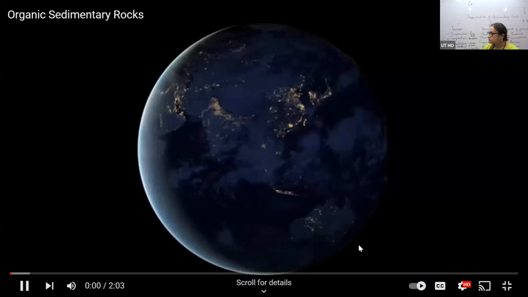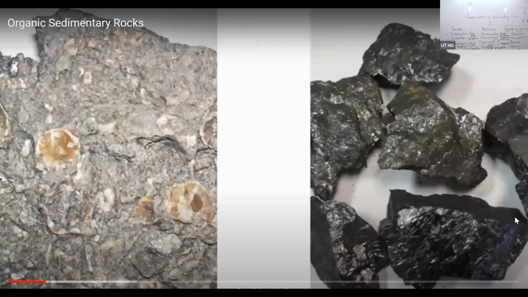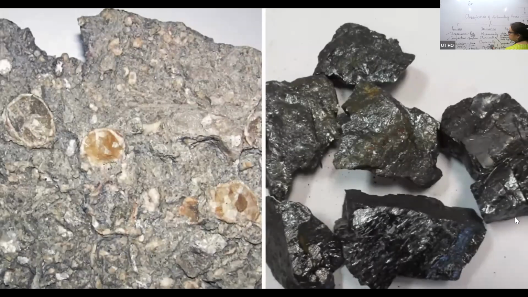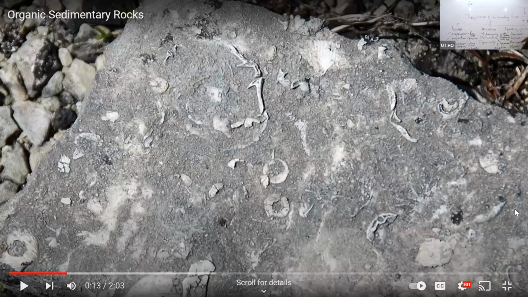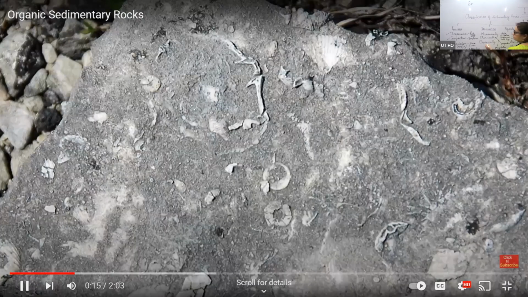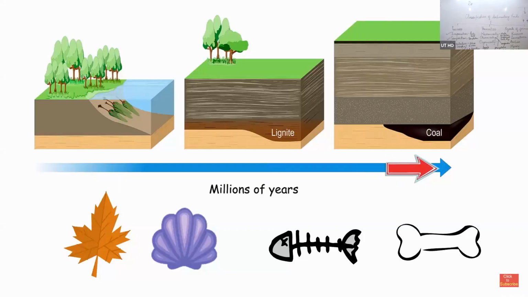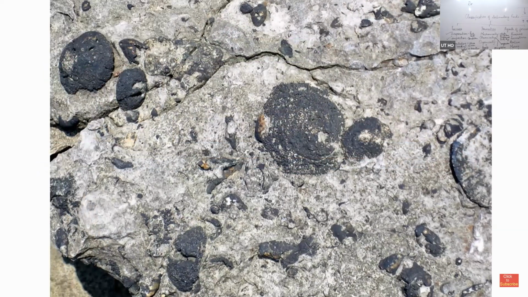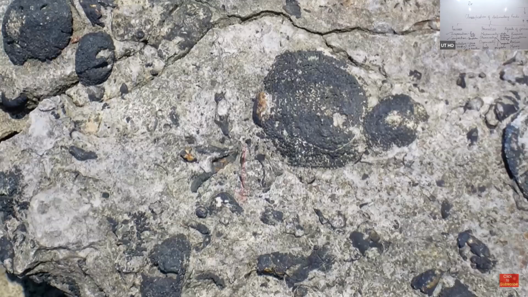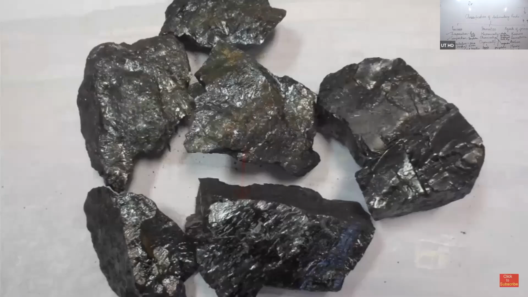Welcome to Moo Moo Math and Science and Organic Sedimentary Rocks. Organic sedimentary rocks are sedimentary rocks formed from once living matter. The sediment in an organic sedimentary rock is made of fossils. They form from the accumulation and lithification of organic debris such as leaves, roots, shells, and other plant and animal material. Hard parts of animals, such as bones and shells, can become cemented together over time to make a rock. Or plant remains may be covered underground for millions of years. Coal is an example of an organic sedimentary rock.